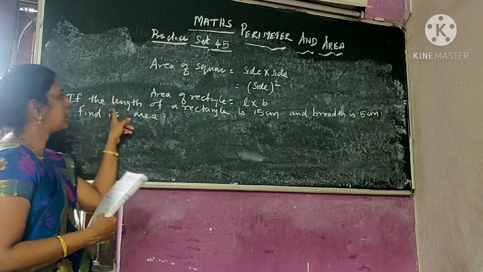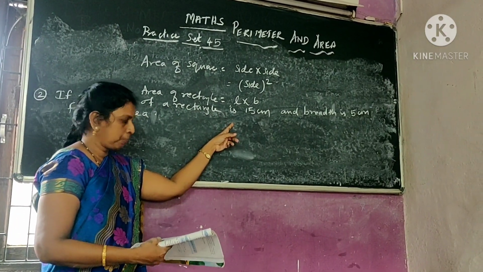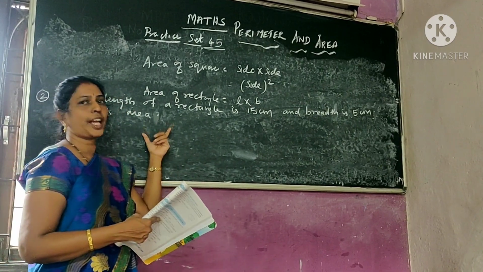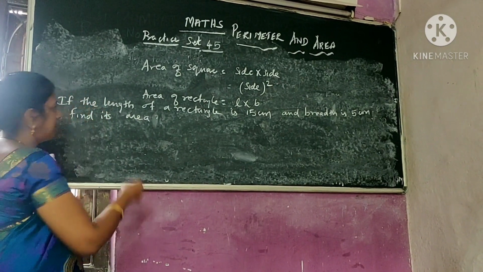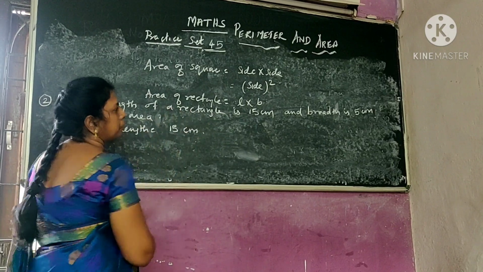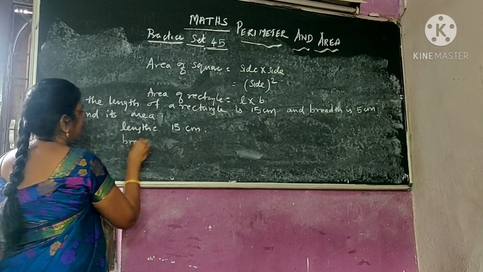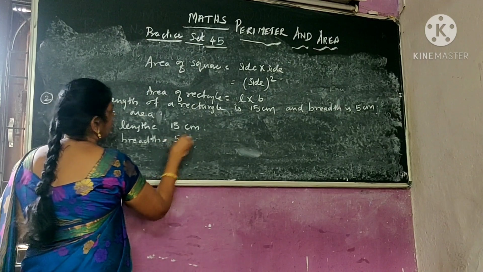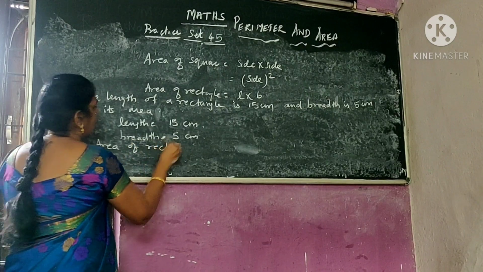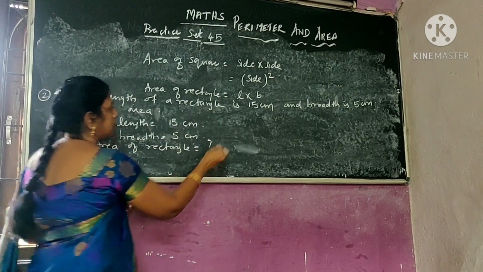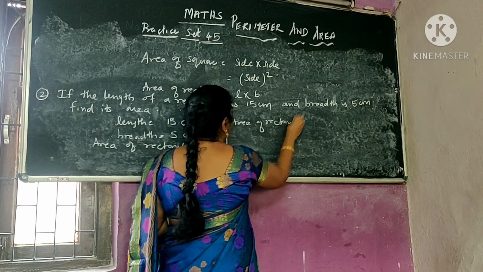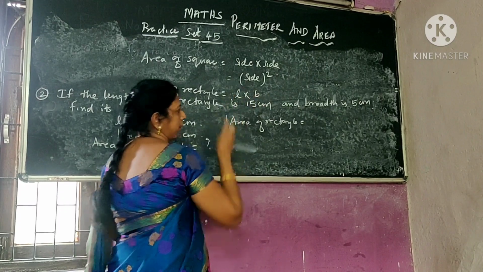Second sum. If the length of a rectangle is 15 centimeter and breadth is 5 centimeter, find its area. So we are going to find the area of a rectangle. What is given? Length is given, 15 centimeter. Breadth of the rectangle is given, 5 centimeter. You want to find the area of the rectangle. Area of rectangle formula is length into breadth.